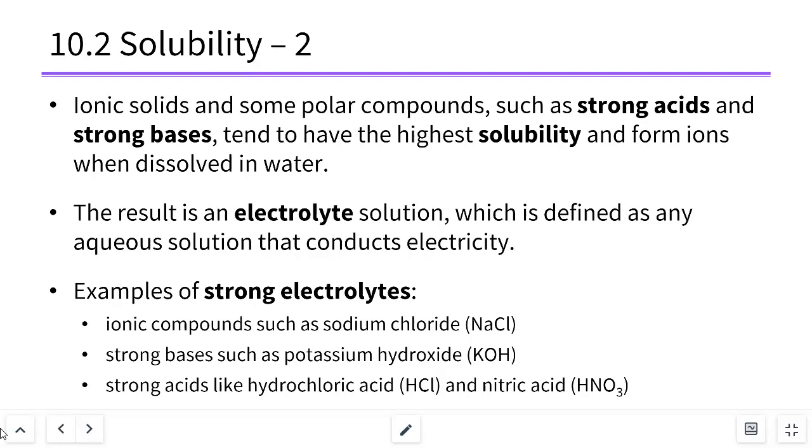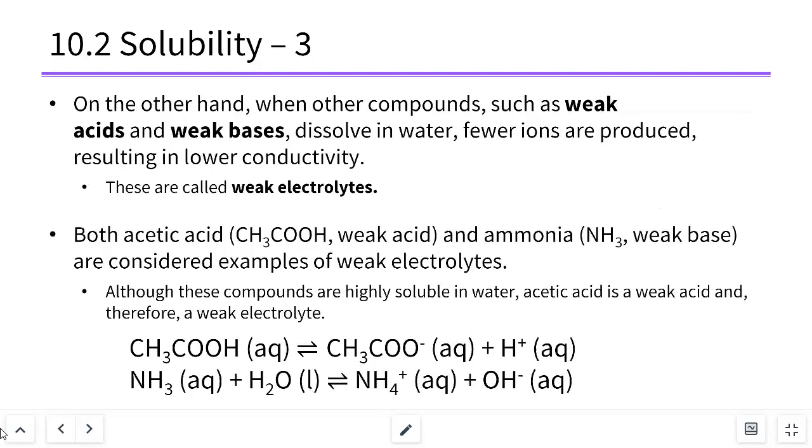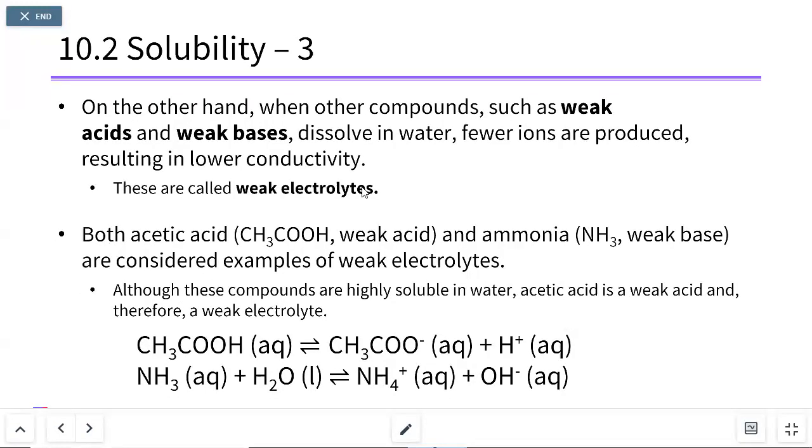So that's strong electrolytes. Let's talk about weak electrolytes. With weak electrolytes, we are seeing conductivity in these compounds, but what we are not seeing is nearly the same quantity of ions. And the reason we are not seeing the same quantity of ions is because these acids and bases that make up weak electrolytes don't actually break apart that much when they dissolve in water.